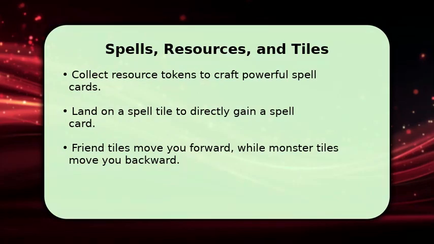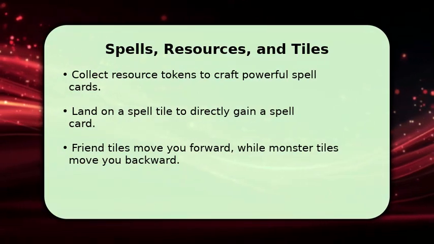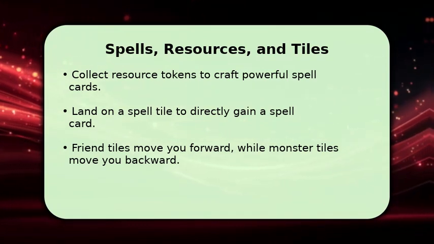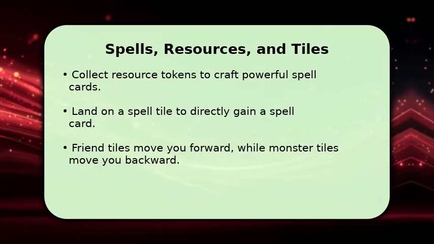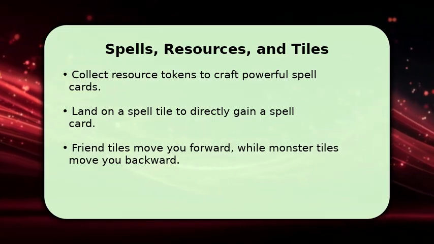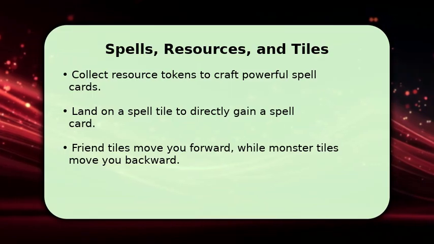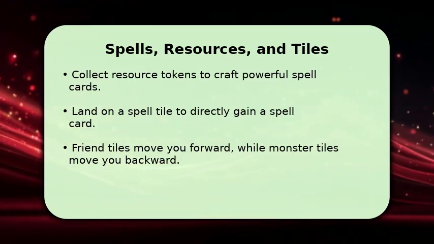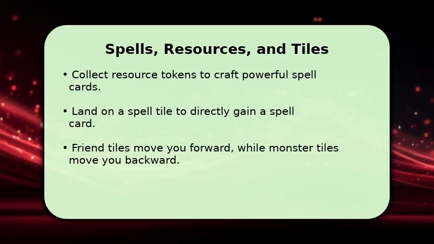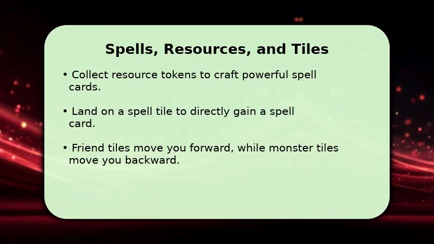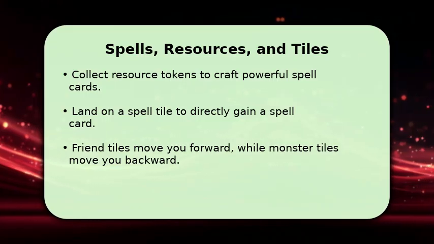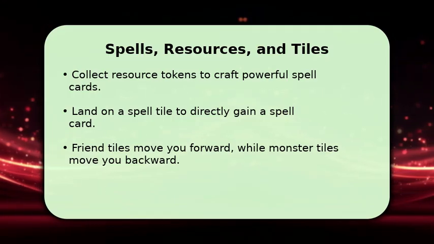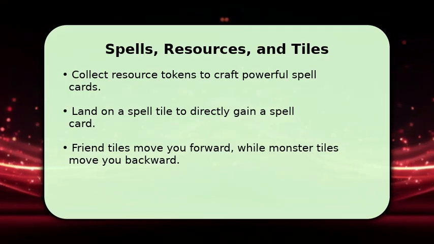Without it, your quartile spells and resources are key to victory in Forest Run. You can collect various resource tokens, such as fire and fruit, by landing on specific tiles. These tokens can then be combined to craft powerful spell cards, offering unique advantages. Alternatively, landing directly on a spell tile allows you to immediately collect a spell card. Watch out for special tiles. Friend tiles propel you forward, but monster tiles will send you backward. Landmines are especially dangerous, forcing you back to the very beginning.